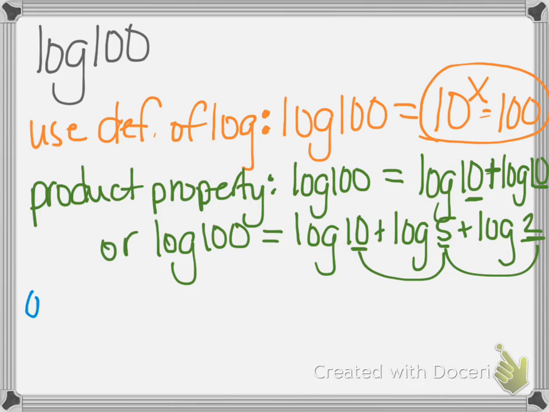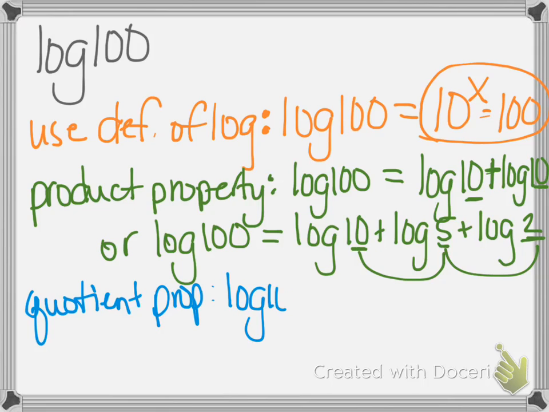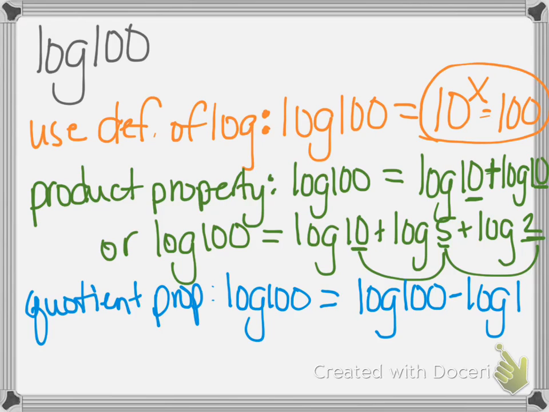How about the quotient property? So log 100 is equal to log 100 minus log 1. Because remember, subtracting means I divide, so 100 divided by 1 would be 100. Or I could do log, let's say, 200 minus log 2. Now that's 200 divided by 2, which would be, again, 100. So I could use the quotient property.